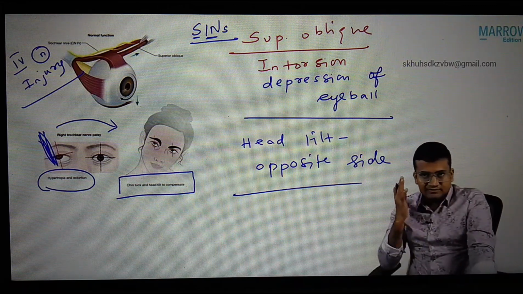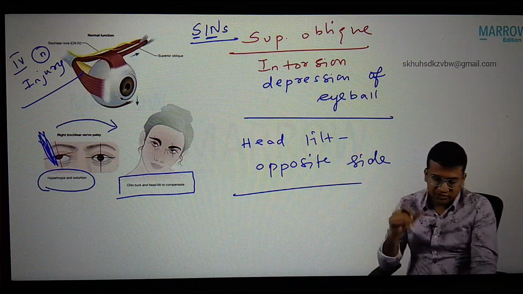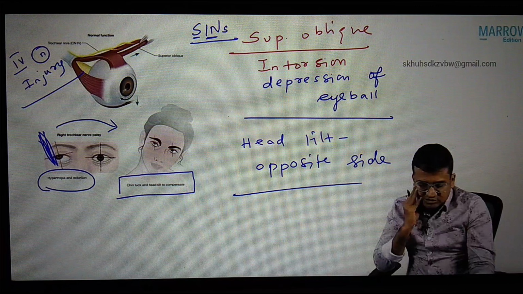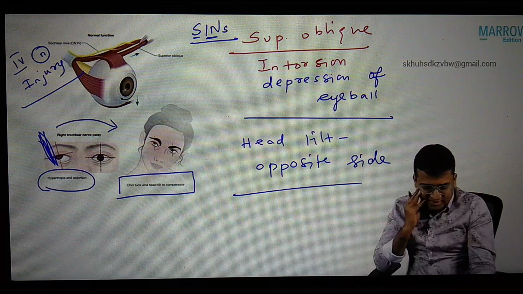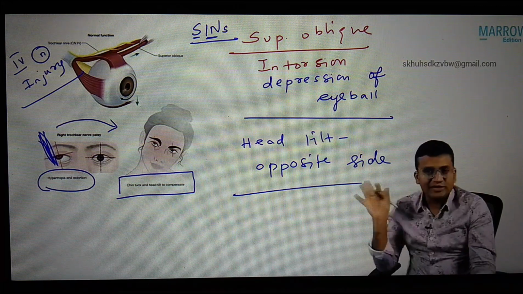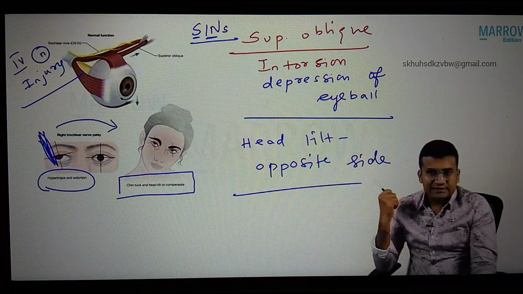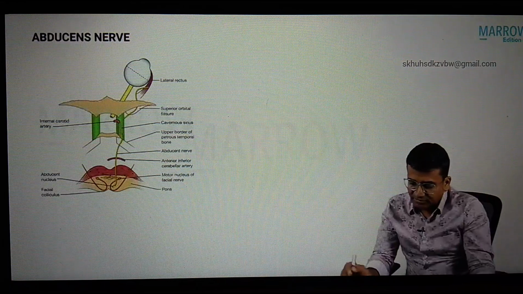Is it clear? Any doubt? No doubt. These are the features about the trochlear nerve course, action of the muscles, superior oblique muscle, and the features of trochlear nerve palsy. Okay, that's all about the trochlear nerve. Now next we're going to see the abducent nerve.